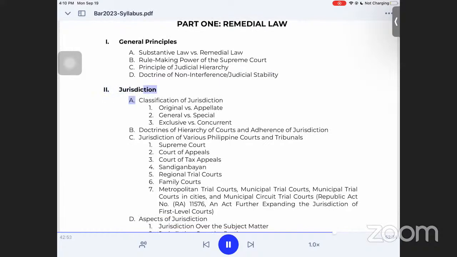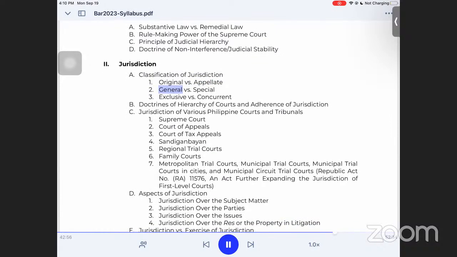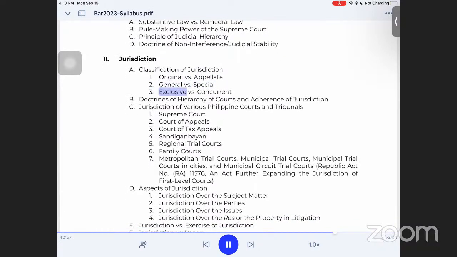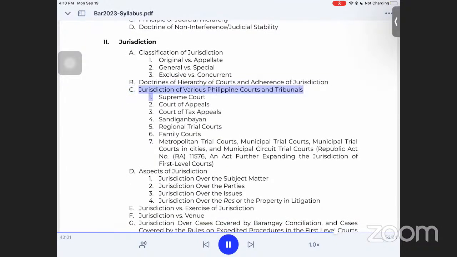2. Jurisdiction. A. Classification of jurisdiction. 1. Original versus appellate. 2. General versus special. 3. Exclusive versus concurrent. B. Doctrines of hierarchy of courts and. C. Jurisdiction of various Philippine courts.